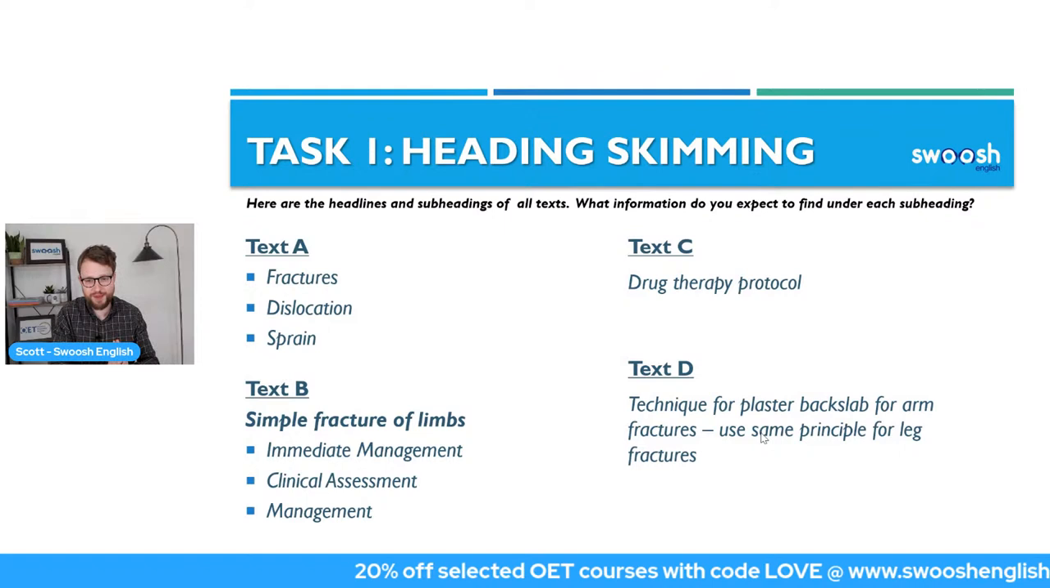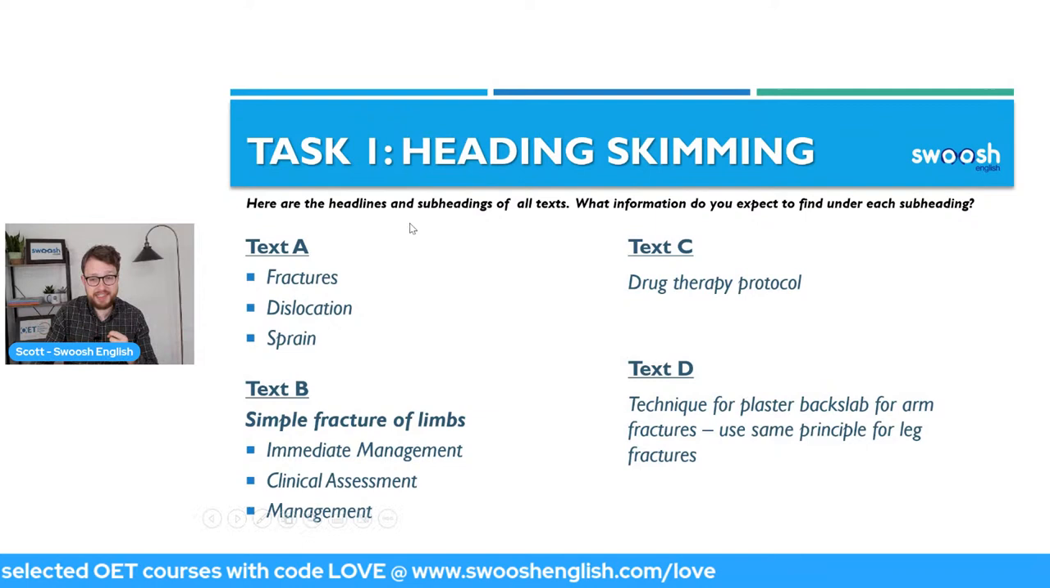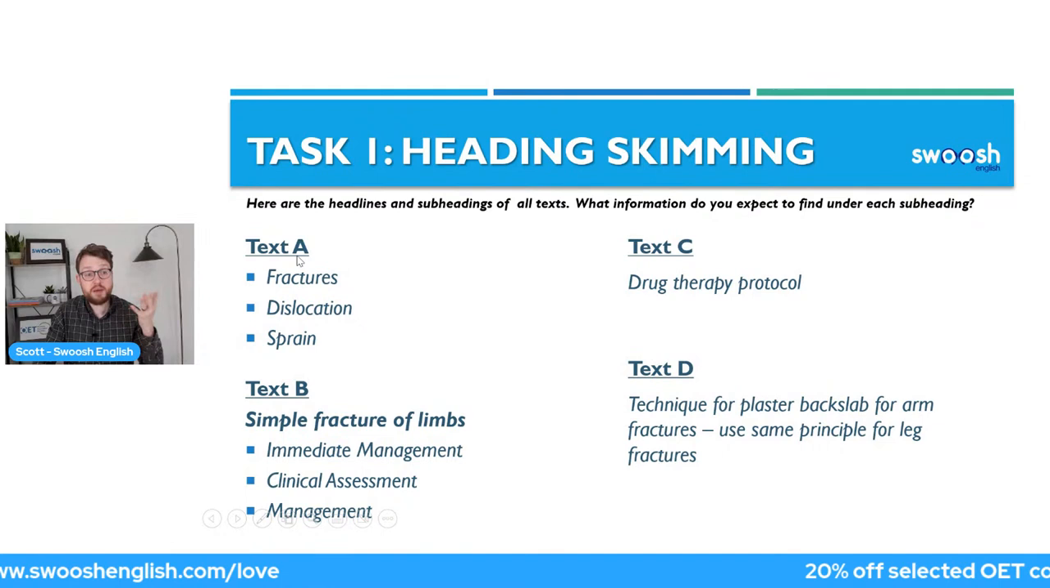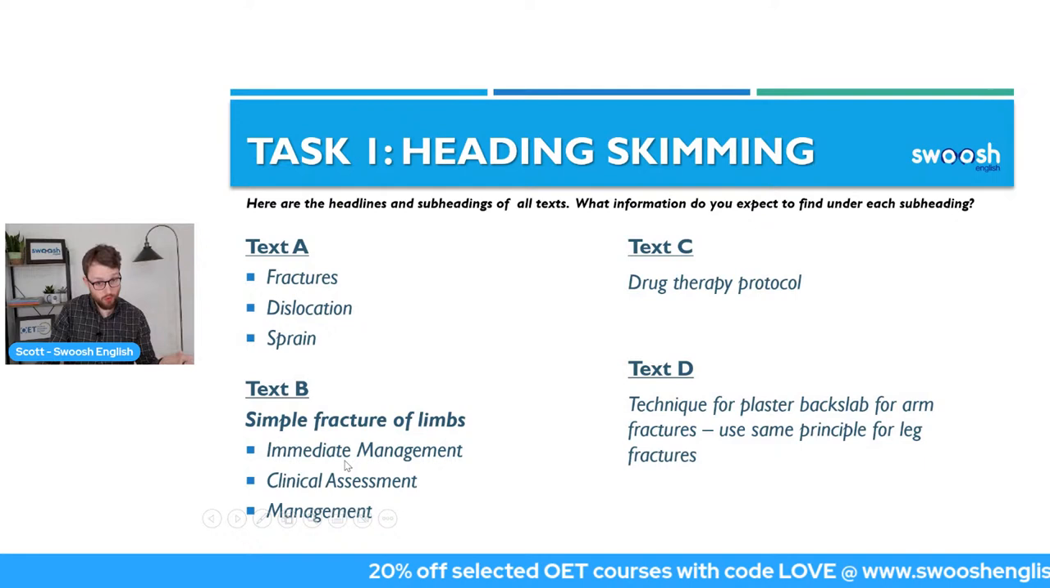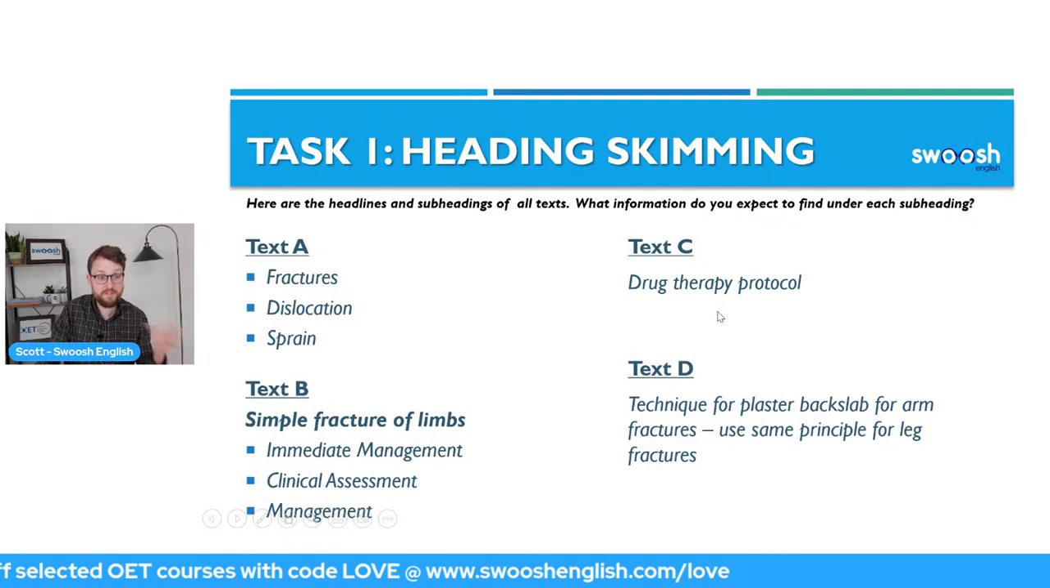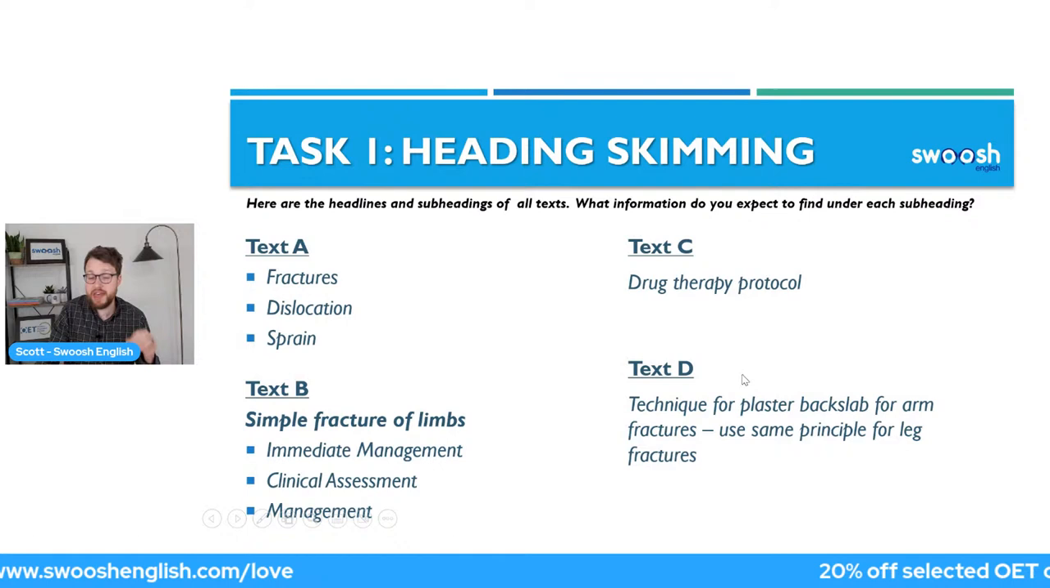What we're going to find, my comments would be, text A looks to be a general categorization, different kinds of breakages there are. Text B talks about management of how to treat a wound. Text C is the drug therapy, so the medication you might have to do for fractures, dislocations, and sprains. And then text D is quite specific. It talks about a particular procedure called the back slab for arm and leg fractures.